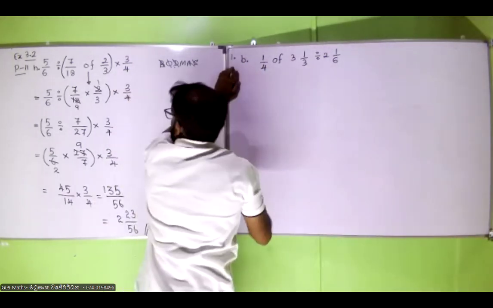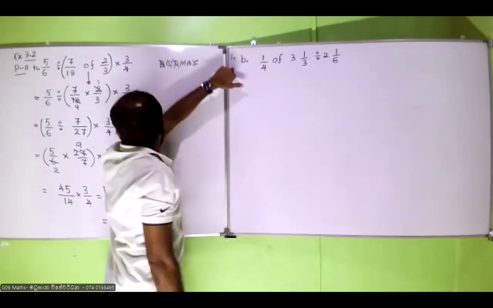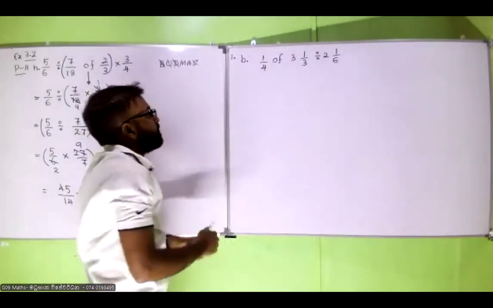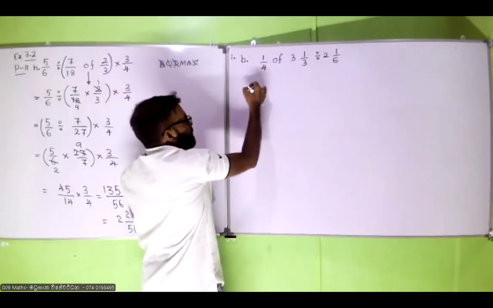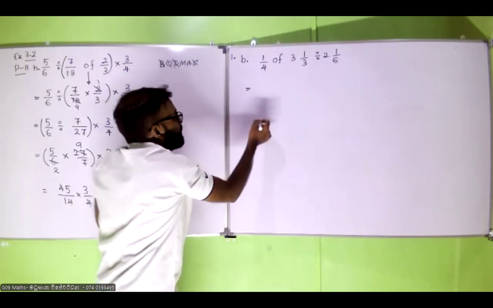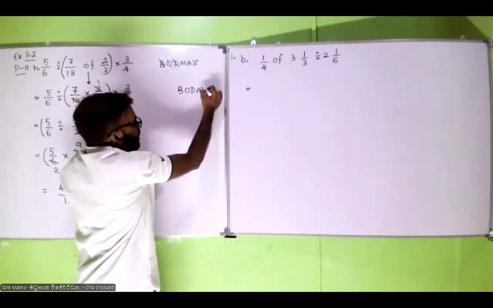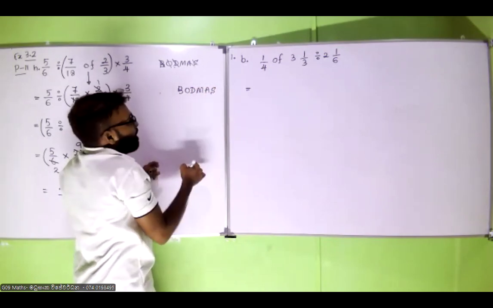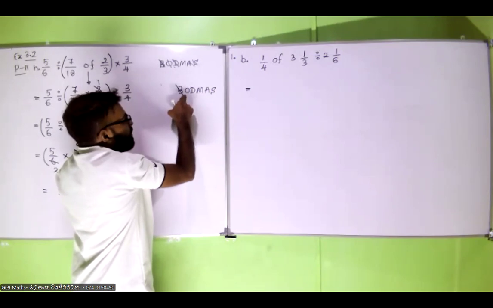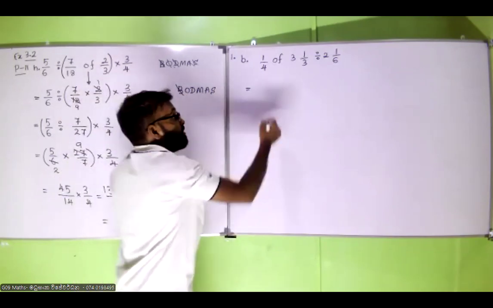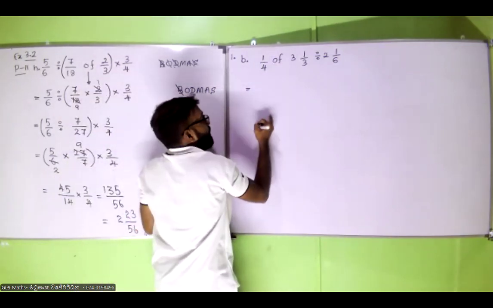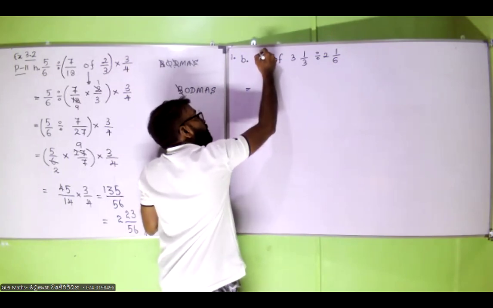Exercise 3.2. Right. Page 11. Part B. Right. First question. Part B. Right. So first of all, again you have to go for BODMAS. Right. No brackets. You have offs. Right. Meaning here you have off. Right. So you are going to put the bracket.